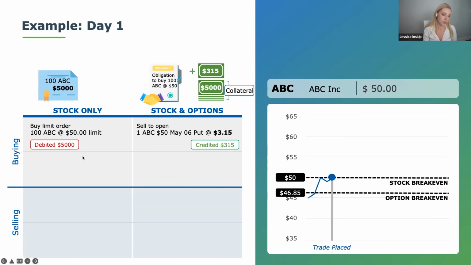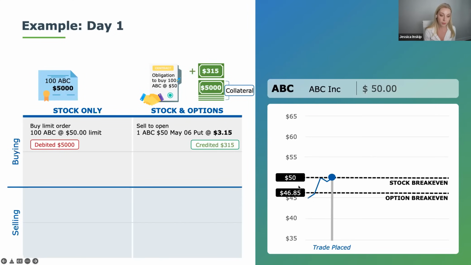In exchange for that $5,000 that was debited, the stockholder now has 100 shares of ABC worth $5,000. The stock and options trader holds a short put with the obligation to buy 100 ABC at $50 up until May 6th. In exchange for that obligation, they received $315, and they have to put up $5,000 as collateral. So that's sitting there just in case that assignment comes by, and that's in the case of a cash covered put. They're credited that $315, which reduces their cost basis by exactly that amount.